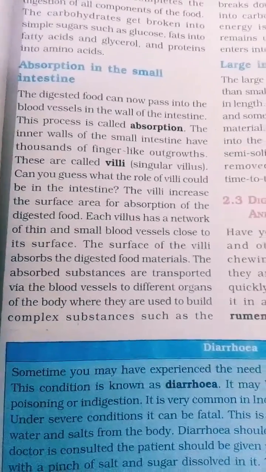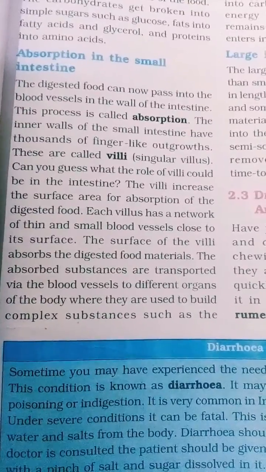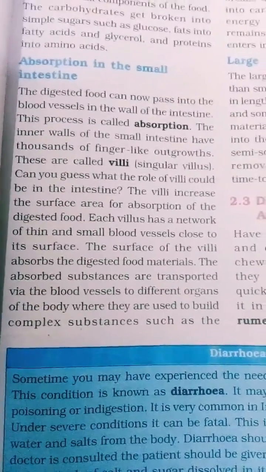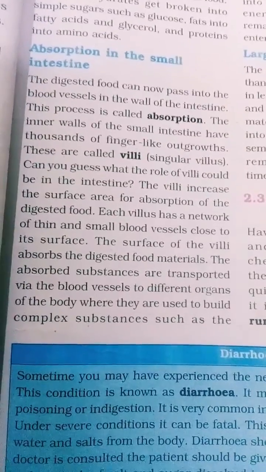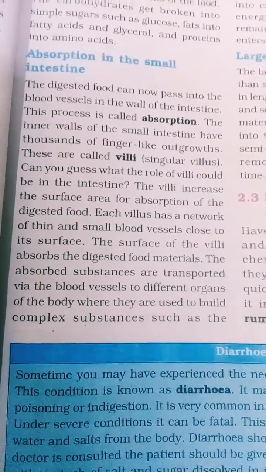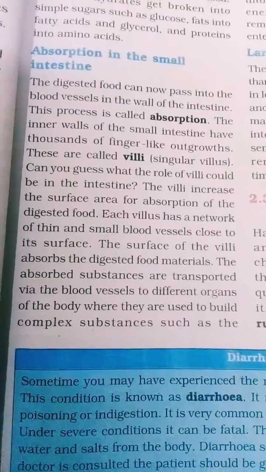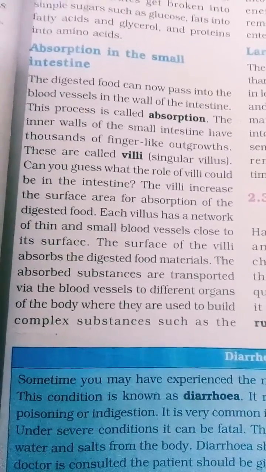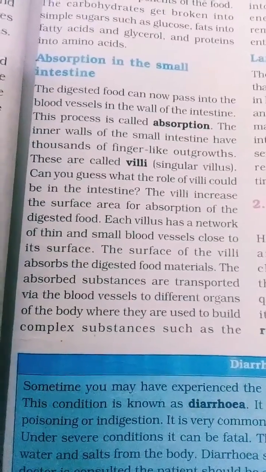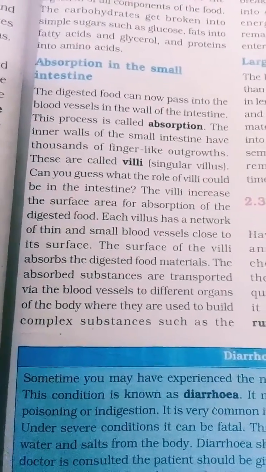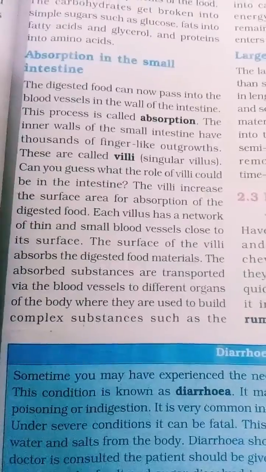In the wall of a small intestine, there are lots of blood vessels present in there. Okay, and there the food can pass, and this process is known as absorption. In the wall of a small intestine, there are thousands of finger-like outgrowths, which is called villi. Okay, now why villi is in the intestine? Villi increase the surface area for the absorption of the digested food.